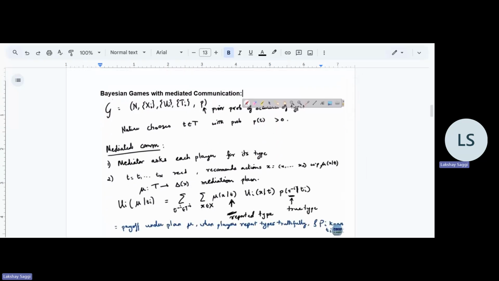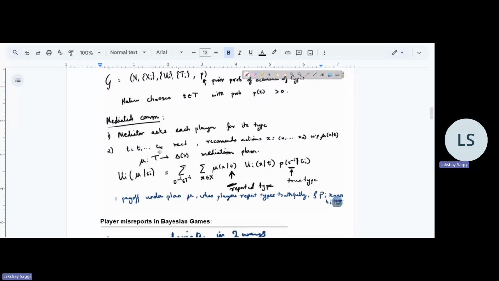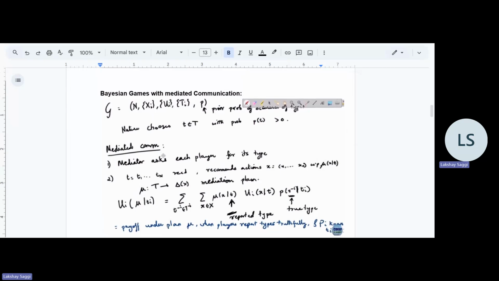Now this type is something which is very private. Only player I himself or herself knows his or her type. No other player knows the type of I. So now this mediated communication. Suppose again there is this Google Maps. Let's just take the example of Google Maps here also, to give an example of what mediated communication means in Bayesian games.